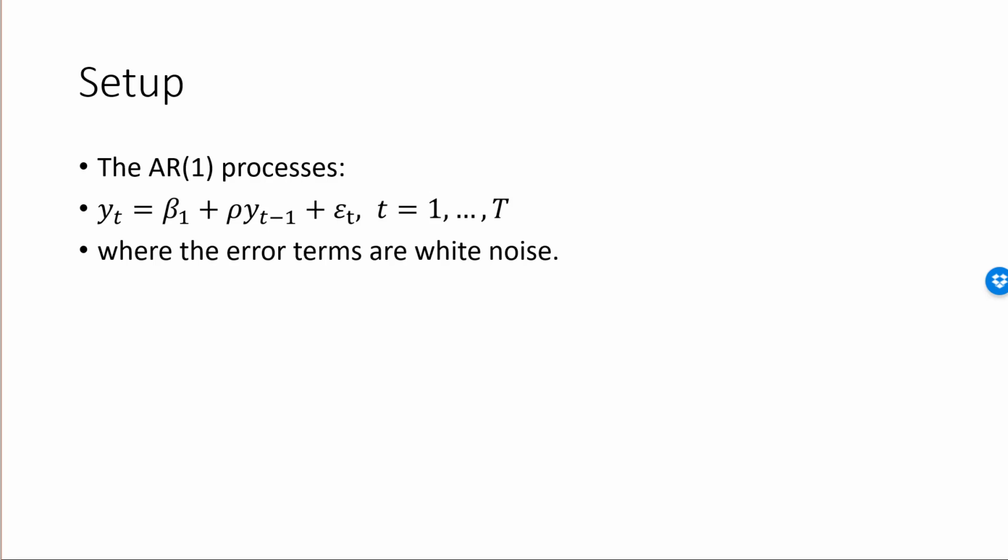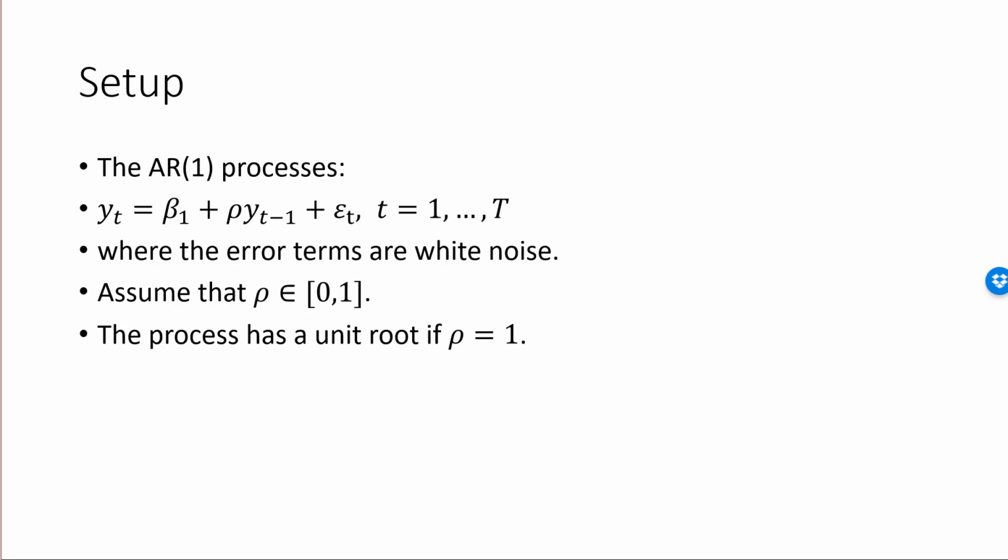Also, let's exclude rho greater than 1. That would imply that Yt was, let's say, 1.2 times Yt minus 1. So the whole process would explode really quickly towards infinity. So in this lecture, we only consider the possibility that rho is between 0 and 1, including 0 and including 1. The interesting case is when rho is equal to 1, then the process has a unit root.